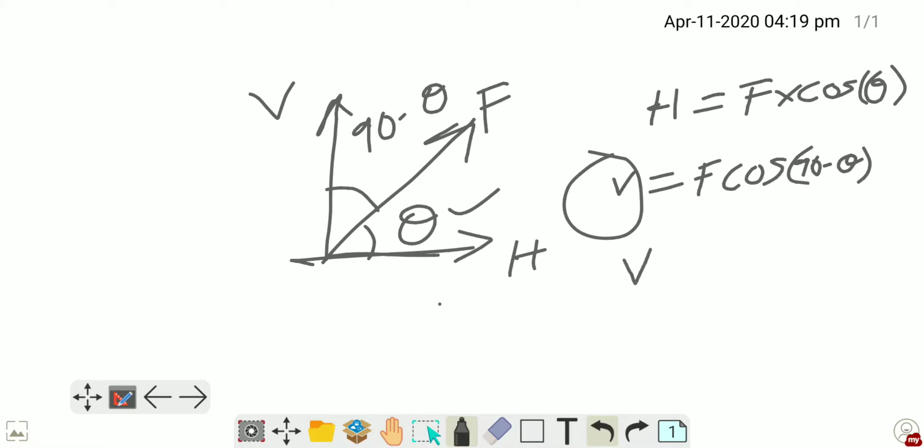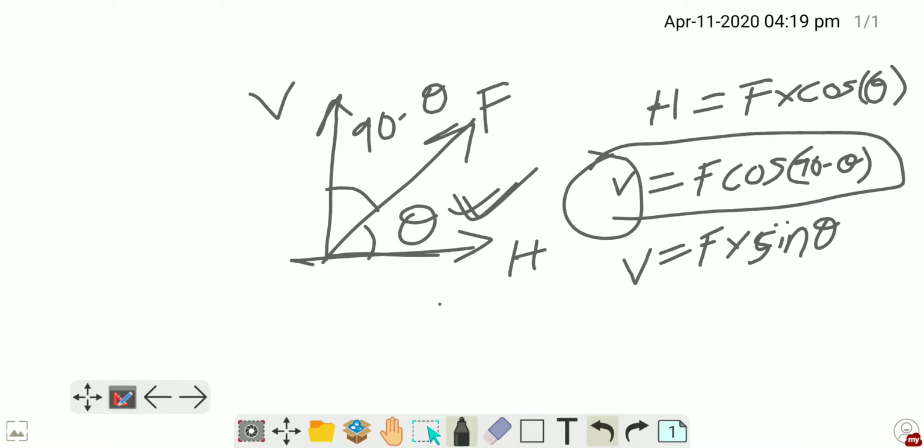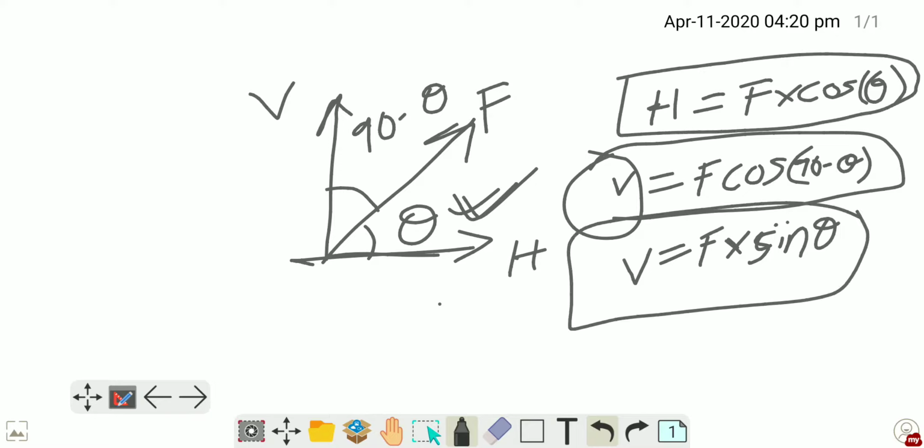So V equals force multiplied with sine theta, and you can write this directly by using sine, or else you can also use the other formula for your convenience. According to your convenience, you can use either of these formulas. So this is how we will calculate the components of a force.